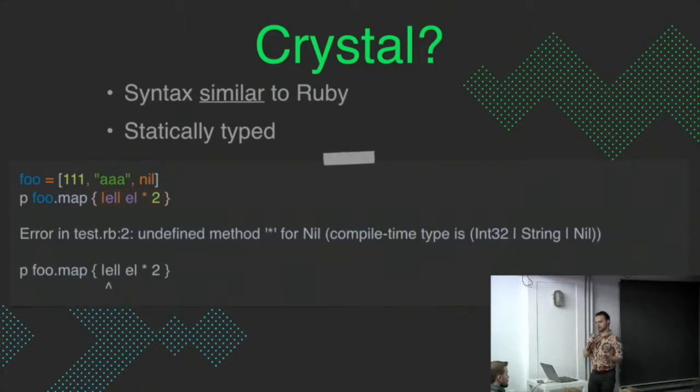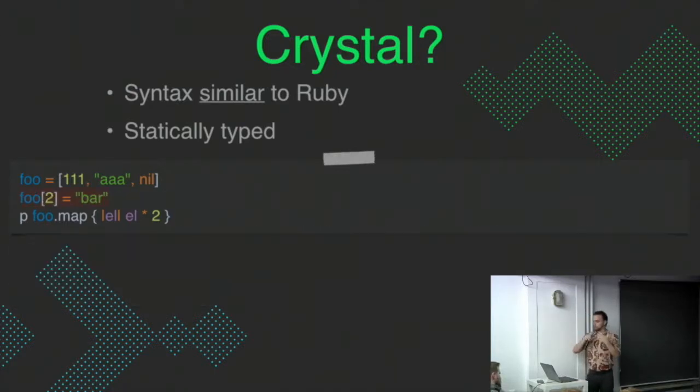And Crystal also fails. It's an undefined method star for nil, but it happens at compile time, because Crystal is compiled, so it knows beforehand that something will break there. So it doesn't let you run the code.